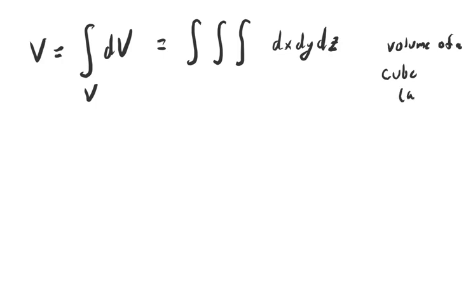And let's say that cube has a height of A, a width of B, and a length of C. And let's say, for argument's sake, that X goes from 0 to A, Y goes from 0 to B, and Z goes from 0 to C. As you'll see, the final answer won't depend upon the order of operation for these integrals.